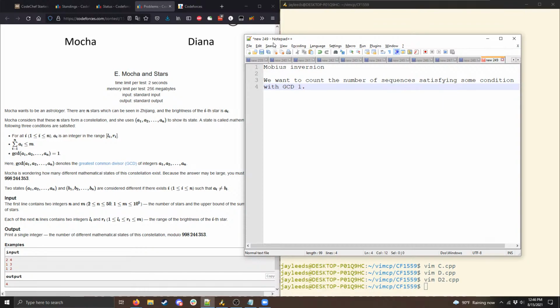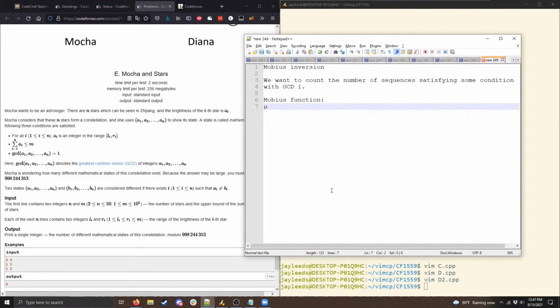So what this relies on is a tool called the Mobius function. The Mobius function is defined as, I can't remember what this Greek letter is. Let me check. It's called mu. Actually, no, I've copied and pasted it.